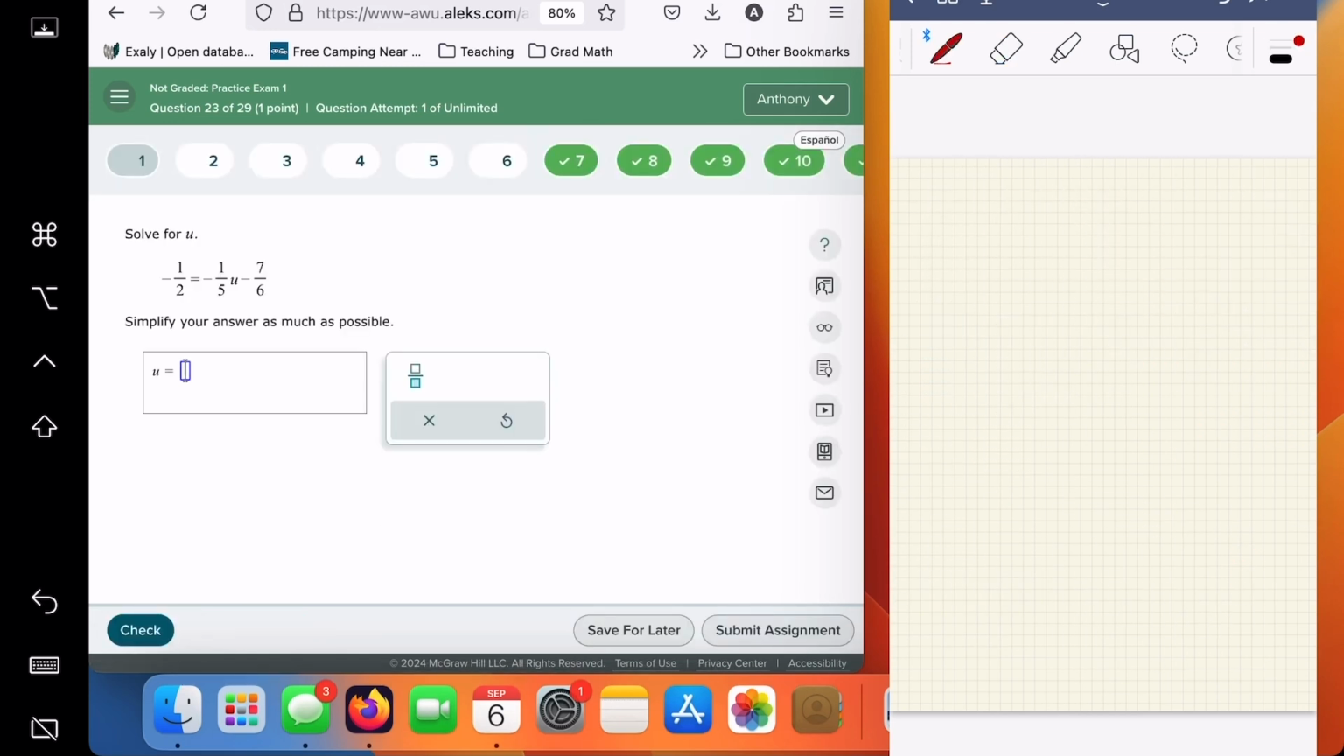So you don't have to think of it that way. There are many ways to solve these problems. I'll just leave it at that. You just kind of want to get the variable by itself.